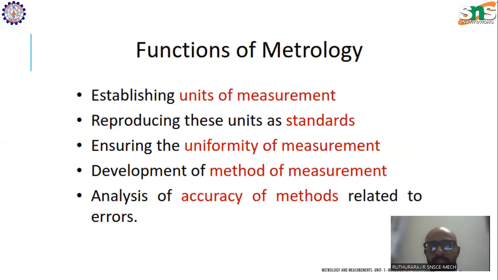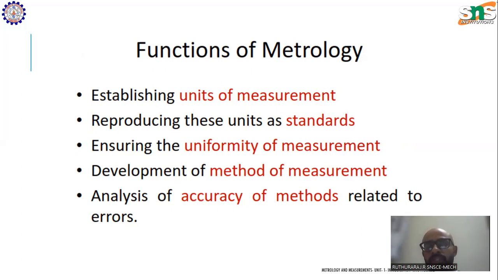Functions of metrology. What are the various functions of metrology? First one is establishing the units of measurement. As we discussed, there are different methods by which we can measure a quantity. For example, if you take weight, it can be measured by different units. In your house, when you are measuring rice, you will measure it with the help of a padi. Similarly, you will measure in terms of weight also. Everything is an accepted form of measurement, but there has to be a standardized unit of measure. That is what you will be establishing here in metrology.